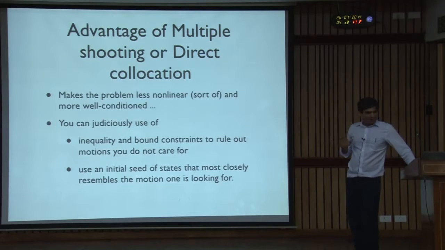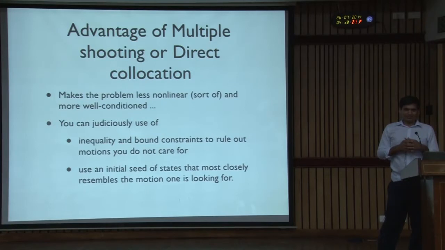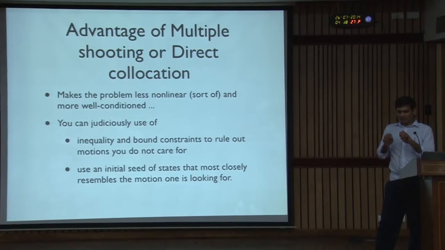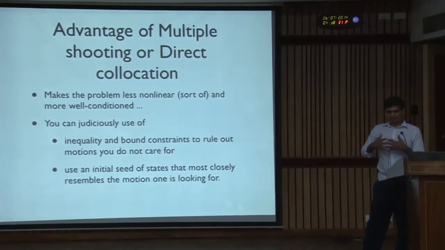Doing this multiple shooting or direct collocation does make the problem much bigger by factors of perhaps 10 or 100. But I think the intuition is that they make the problem more linear. There are many more constraints, but nothing changes dramatically, right?